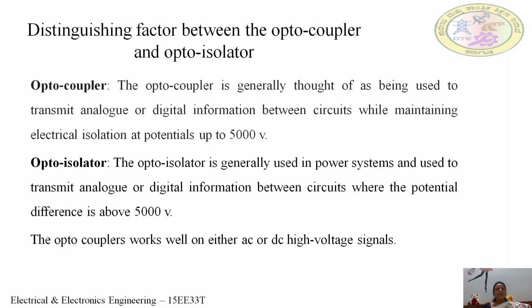We use optocouplers in the digital field of electronic devices, whereas we call them optoisolators when they are used in power systems. Optoisolators are generally used in power systems, but optocouplers and optoisolators are almost the same. In both cases we can say either optocoupler or optoisolator. So these optocouplers or optoisolators work well on both AC or DC high voltage signals.